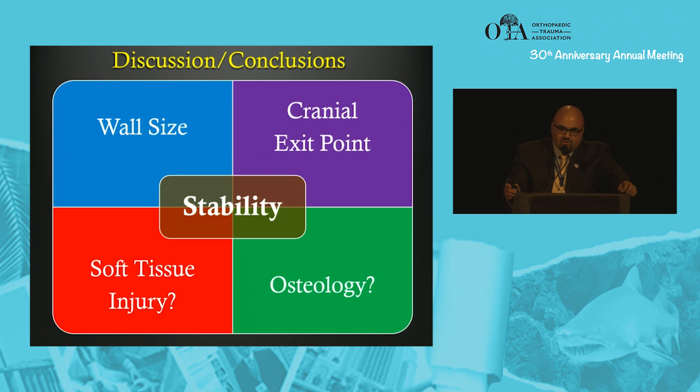In regards to the version values we got, there was a huge range, and we're in the process of designing a prospective study with multiple centers to really decipher whether version matters, and also take a look at these other variables. And in the end, hopefully we can find a better way to predict stability in posterior wall acetabular fractures. Thank you.